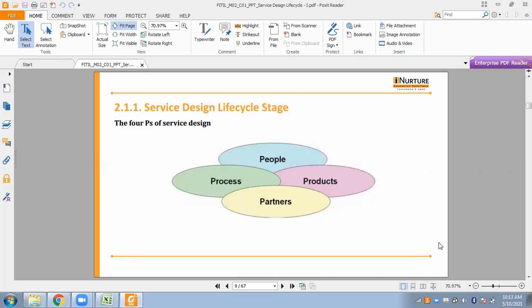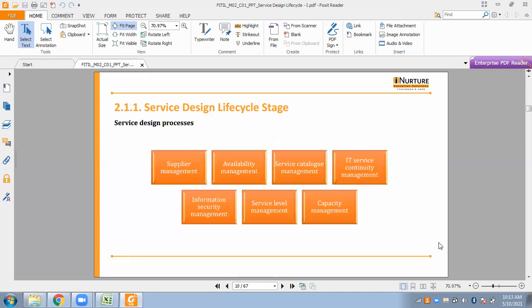As a practice, the implementation of ITIL service management is about planning and preparing the effective and efficient use of all these 4 P's, as you can see in the diagram. People, processes, products, where products covers all the services, technologies and tools, and partners, meaning the manufacturers and the suppliers. Next, we come to the service design processes. These are the various service design processes you can see on screen: supplier management, availability management, service catalog management, IT service continuity management, information security management, service level management, and capacity management.